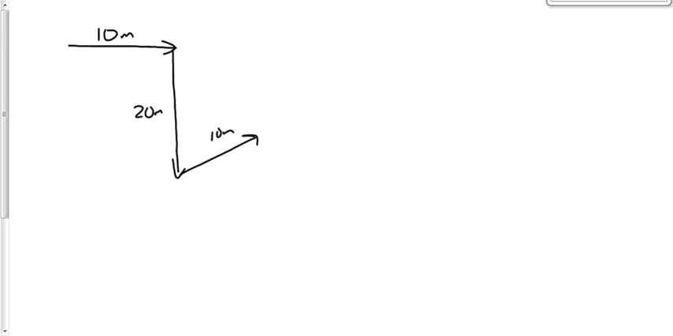What if we have something like this? 10 meters, 20 meters, 10 meters. But the 10 meters is at 30 degrees. That's a vector diagram. Although we don't have a hypotenuse or a resultant vector label. There we go. There's my resultant. Can we find that? No, we can't because we don't have a triangle, let alone a right angle triangle.